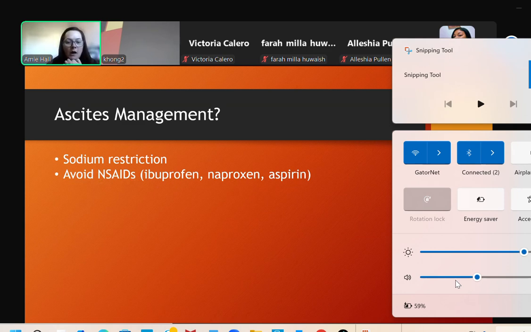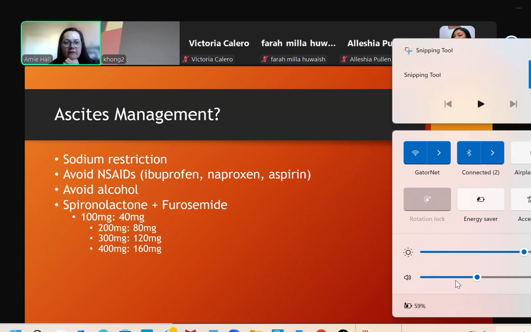Right? Want to avoid alcohol, and then we want to make sure that we're giving that spironolactone and furosemide in that 100 to 40 ratio. So you'll see maybe on the exam different ratios of the medicine, and you have to pick the one that goes along with the correct ratio. So 100 to 40, 200 to 80, 300 to 120, 400 to 160.